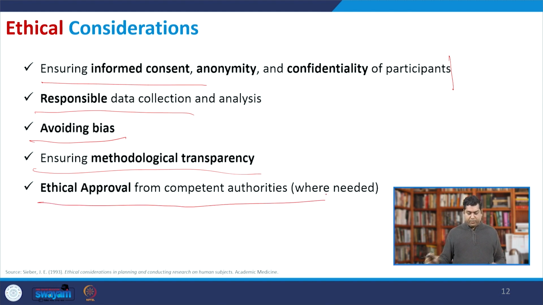Ethical approval from competent authorities wherever needed. Even in medical science research, when you are doing some sort of experiment on humans, you need that particular approval. If you want to apply it for a certain age group, you need different approval. Even if you want to do something with government data, you also need that sort of approval. Especially for behavioral research, if you target a particular community to be studied, you need those kinds of ethical approval.